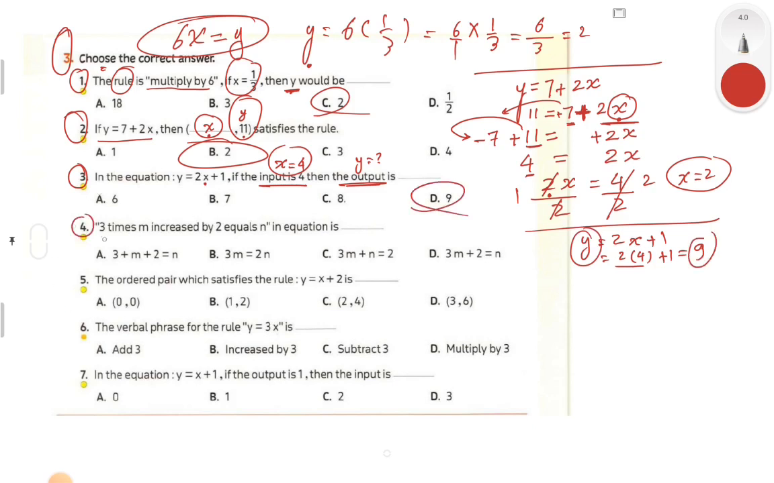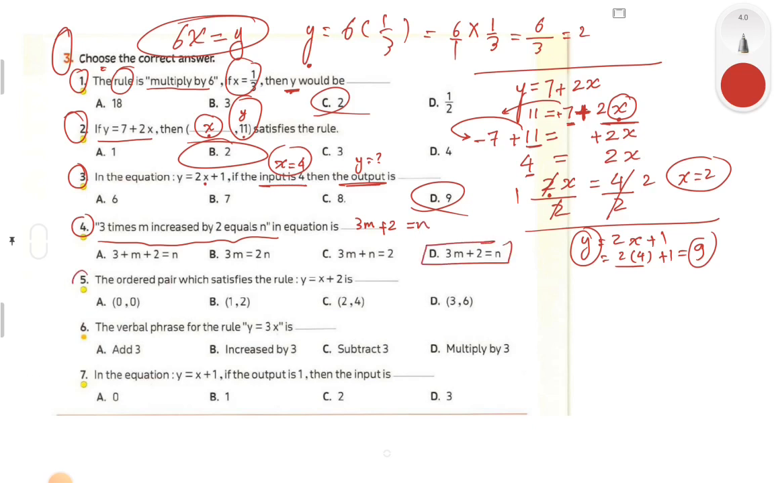Question 4. 3 times m increased by 2 equals n is the equation. Now I have a verbal phrase. Convert it to an algebraic phrase. 3 times m, 3m. Increased, plus, by 2 equals n. That's it.